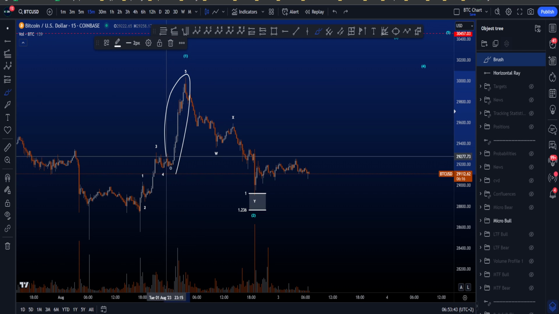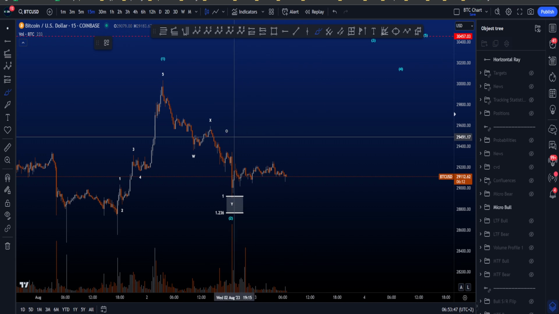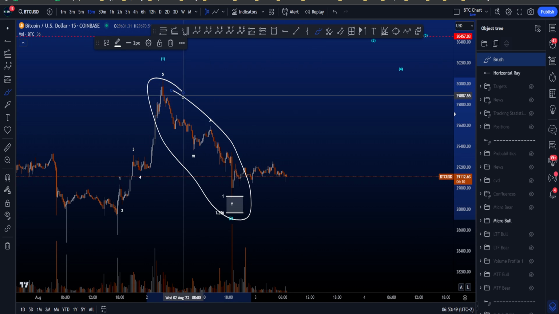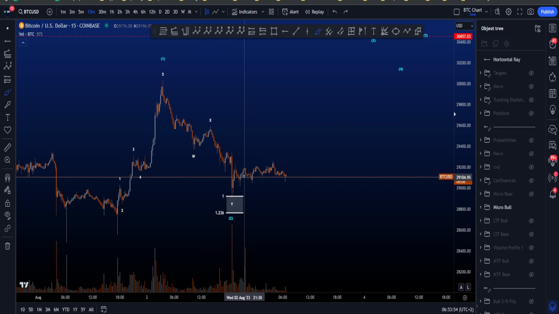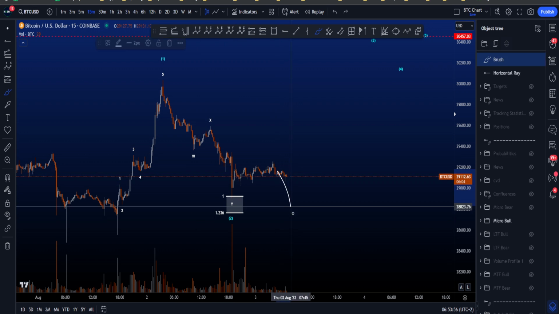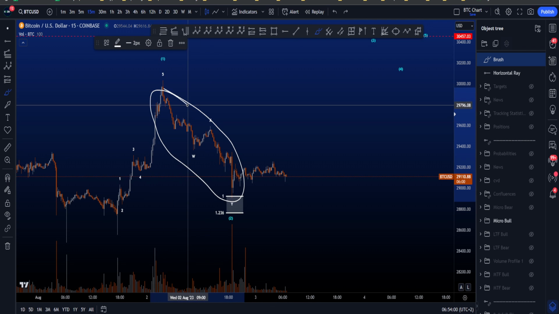But the inner count, the lower degree count inside 5 works very nicely. Now, if you look towards the downside over here, for the bullish scenario you want this to be a 3-wave structure, and in this case a double zigzag on the chart, potentially going down once more, but it's quite difficult to count real nice impulses towards the downside.